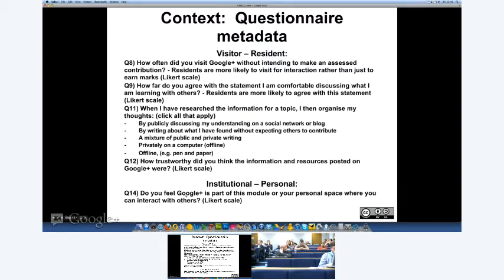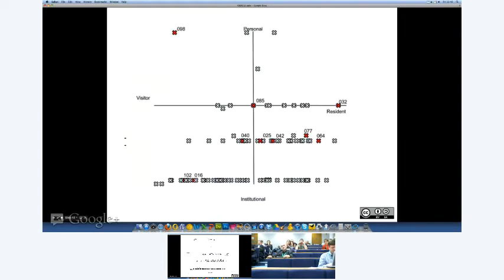And we also had a question that looked at their attitude towards Google+ in terms of institutional use versus personal use. Did they regard it as something that they had ownership of, even though, as I say, we're not a Google Apps institution, so they signed up for their own Google+ accounts, or did they regard it as a more personal tool? And we took that data and we plotted it. So this is the visitor-resident axis, and this is the institutional-personal axis, based on the questionnaire metadata.